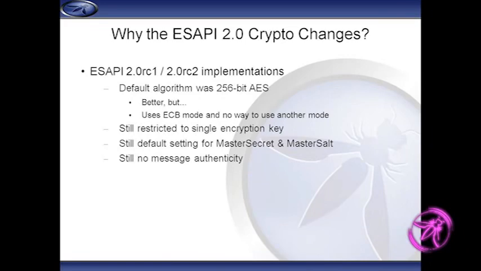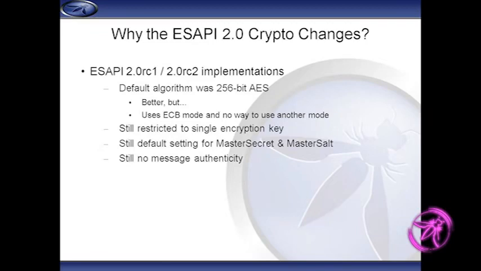In the 2.0 early releases, the default algorithm was changed to 256-bit AES. That's better, but with 256-bit you had to download the unlimited strength jurisdiction policy files. That meant people from outside of the United States, although I wouldn't say they couldn't do it, weren't technically legally allowed to do it. So you are excluding a lot of people or making their life difficult.